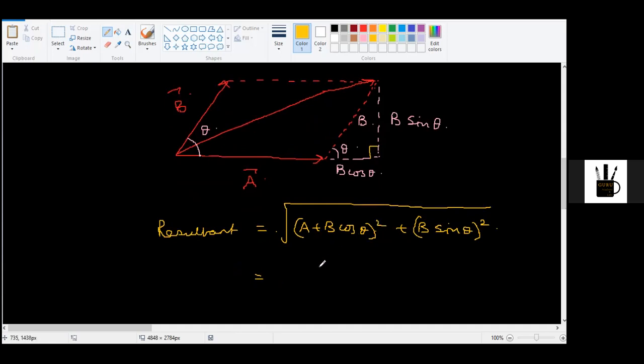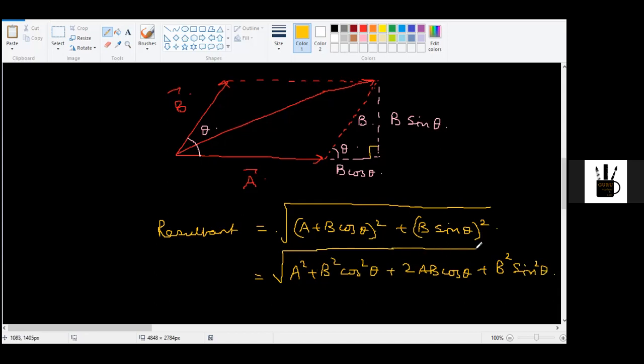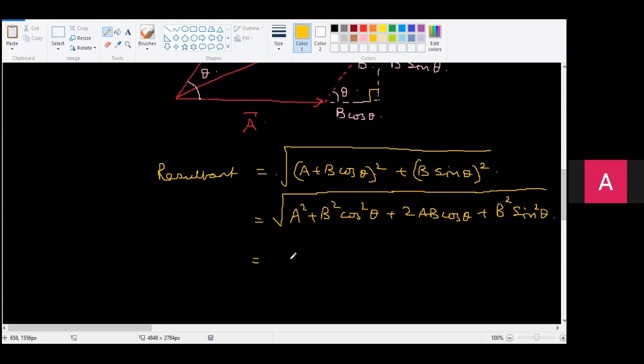So that means I can expand A plus B cos theta the whole square, which gives A squared plus B squared cos squared theta plus 2AB cos theta, plus B squared sin squared theta. I can see B squared here and B squared here. If I take it out commonly, it is sin squared plus cos squared. What is sin squared plus cos squared? 1. So sin squared plus cos squared becomes 1. What is remaining is 2AB cos theta. That's all.